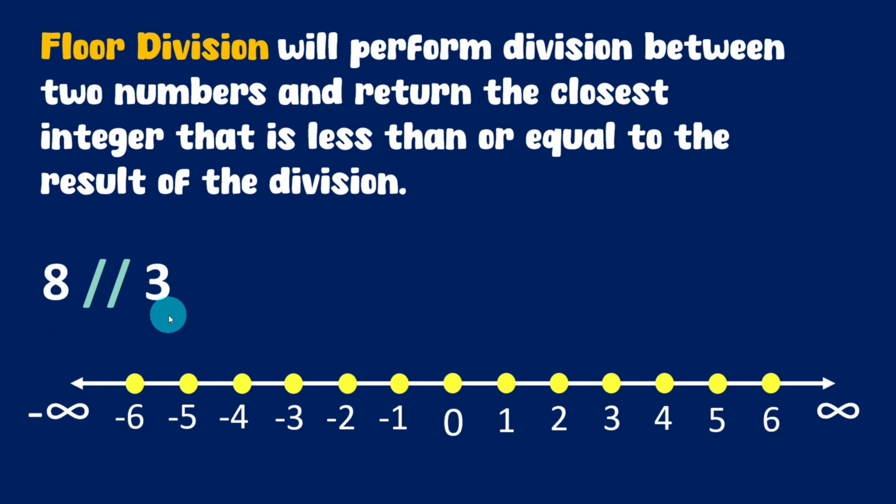When we divide 8 with 3 we will be getting somewhere around 2.66, which will be here, 2.6. Now we have to return the closest integer that is less than or equal to this number. The closest integers are 2 and 3. But we have to return the integer that is less than or equal to this number. Now 2 is less than or equal to 2.6. Hence when we perform 8 floor division 3, the result will be 2.